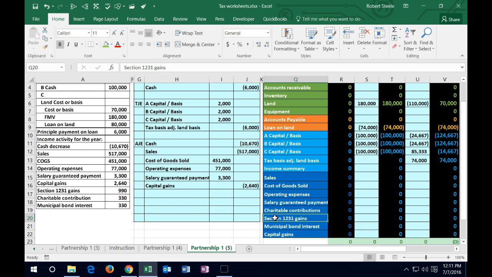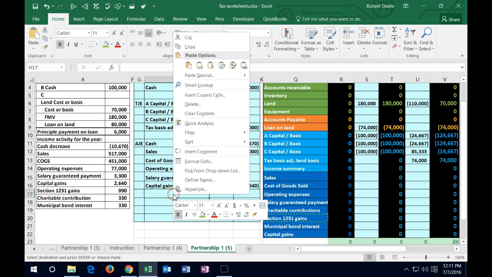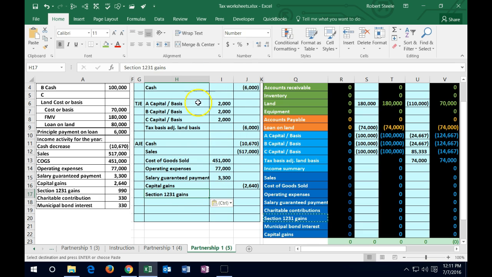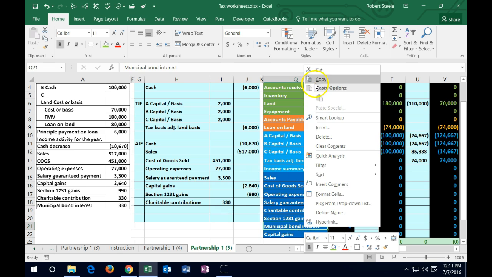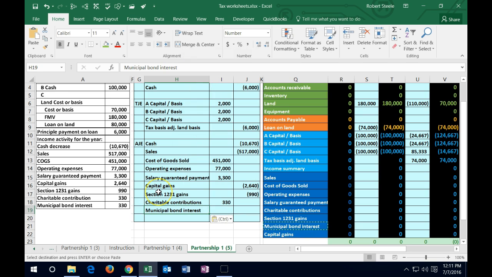So notice capital gains is going to have to be broken out when we put it on the K-1, and same with the 1231 gain, which will have to be broken out separately when we report that on the K-1 because it could have a different tax rate. Charitable deductions, another thing, are going to have to be broken out separately when we report it on the K-1. That's going to be for 330. And then we got the municipal bonds. Again, going to have to be broken out separately because interest may not be taxable if it's municipal bonds. So that's going to be income here.